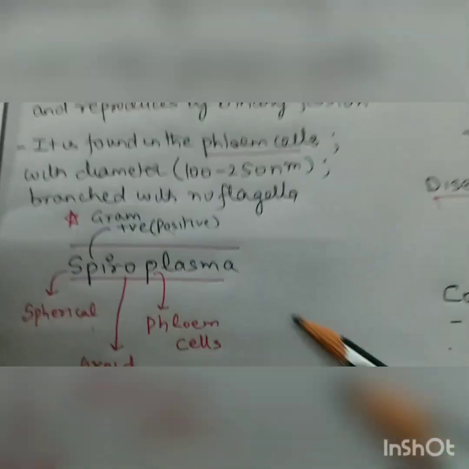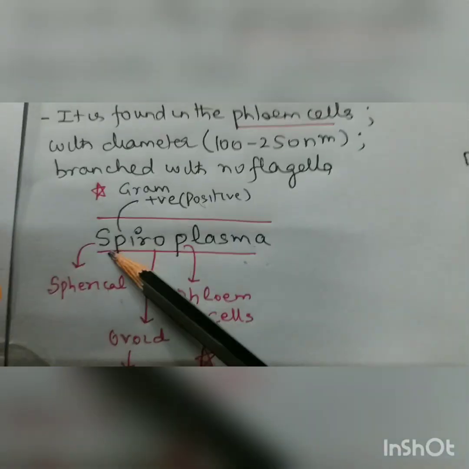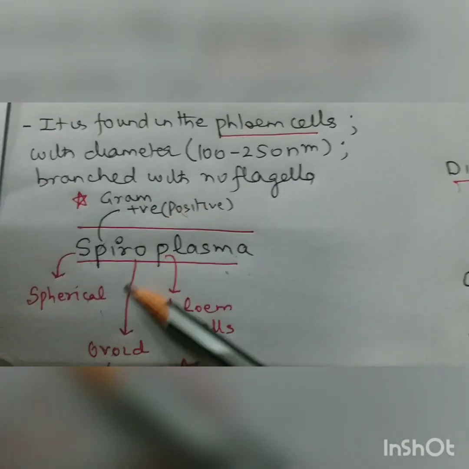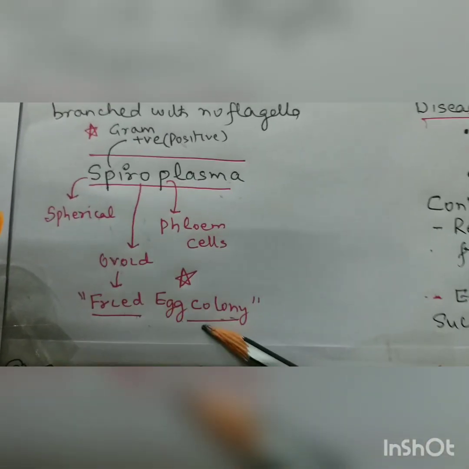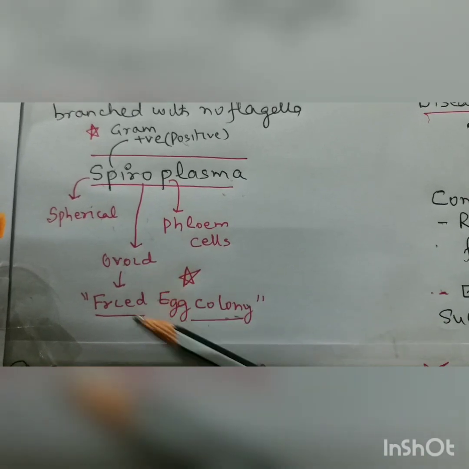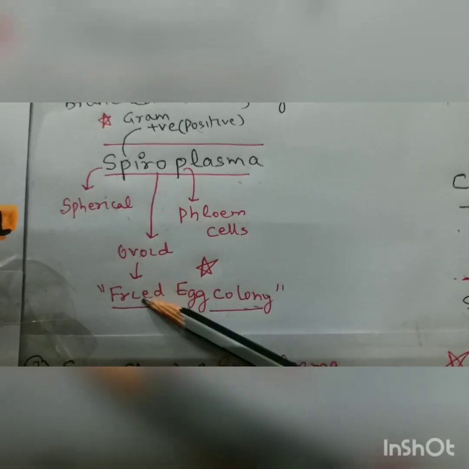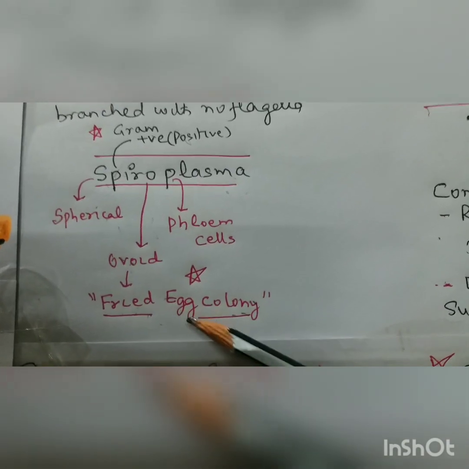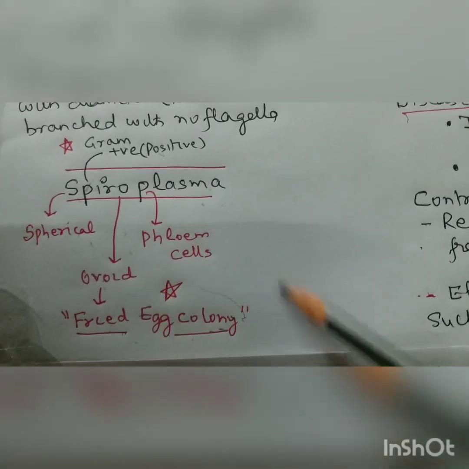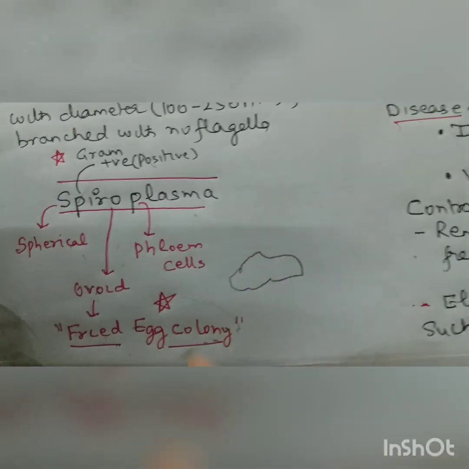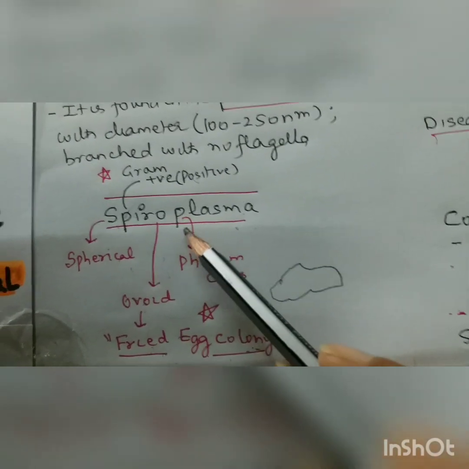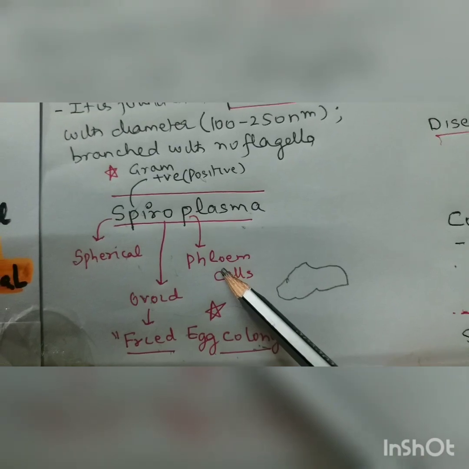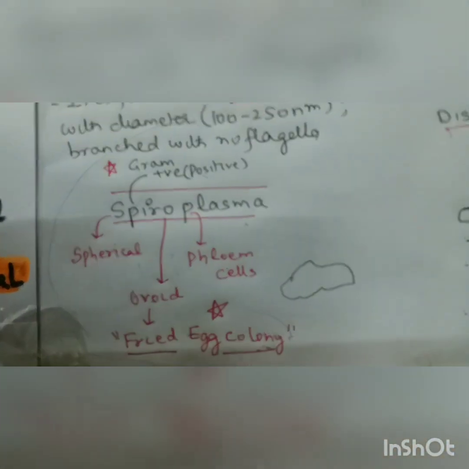Right? So Spiroplasma itself explains its characters. S means spherical, P means positive, O means ovoid. It's shaped from spherical to ovoid, and it gives rise to a fried egg colony. When we put an egg on a pan, it gives a fried egg shape. That gives the shape called fried egg colony in the case of Spiroplasma. And then they are basically present in the phloem cells. This is the mode of transmission. So the word Spiroplasma itself tells the characters of the Spiroplasma.